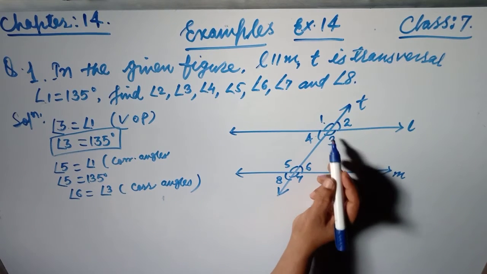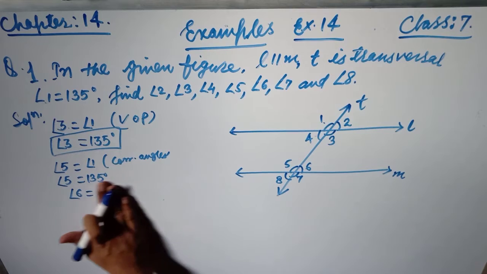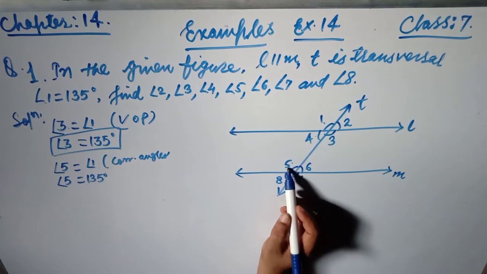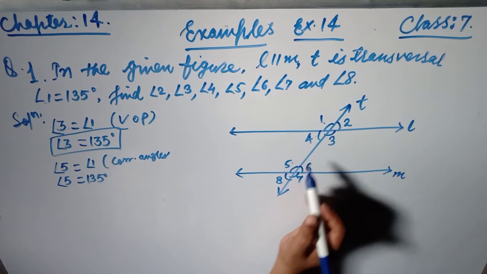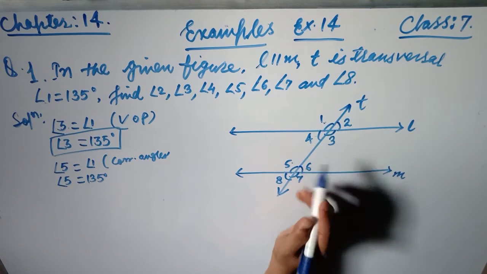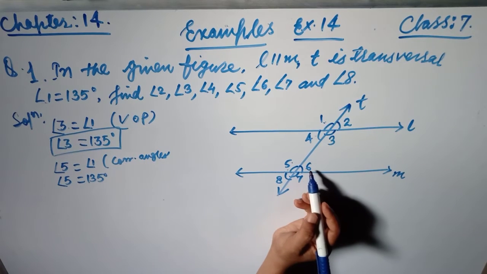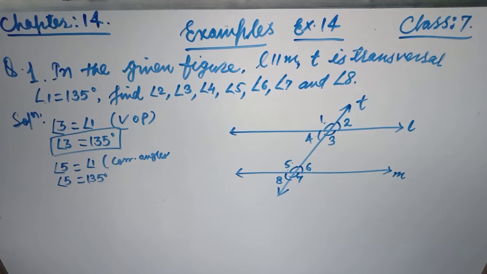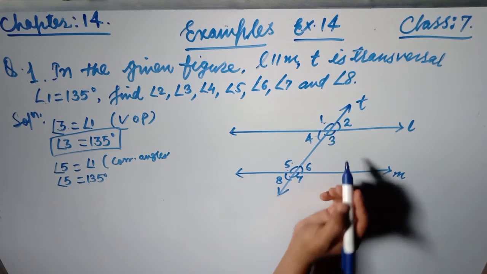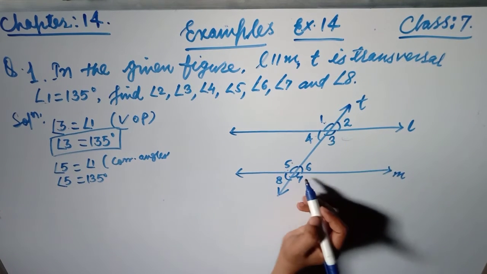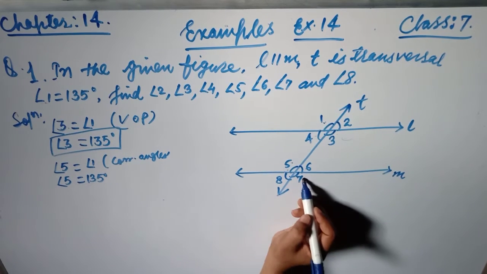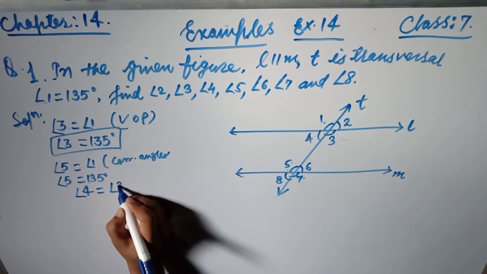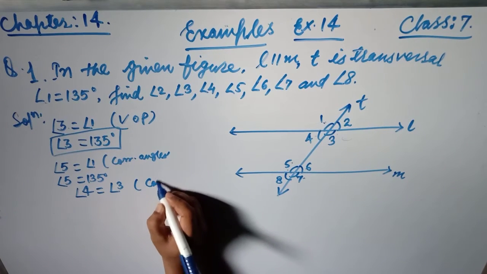Look at the friends, angle 1 is equal to angle 5, because the angles which are just above this line and above this line and on the same side of the transversal mean corresponding angles. So the corresponding angle of angle 6 means angle 6 is equal to angle 2. Okay friends. Now look at the friends, this is also corresponding angles, angle 3 is equal to angle 7. This is just below and on the same side of the transversal. So we can say angle 4 is equal to angle 8 by corresponding angles.